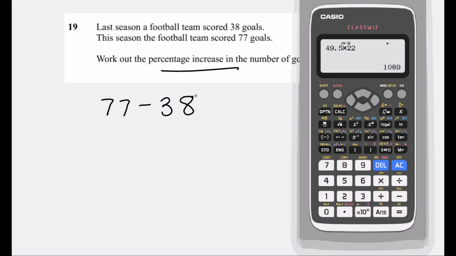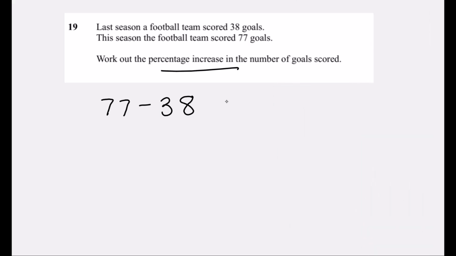Question 19. Last season, the football team scored 38 goals. This season, the football team scored 77 goals. Work out the percentage increase in the number of goals scored. So what is the increase? That's the difference. How many more goals have they scored? So 77, take away 38 is 39. So they've scored 39 more goals.